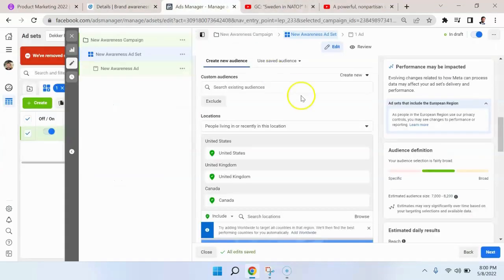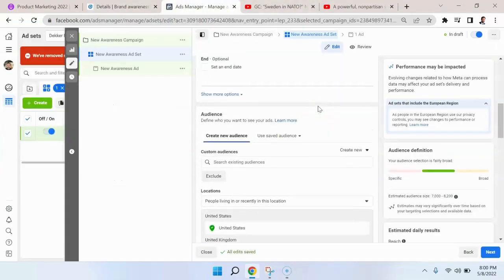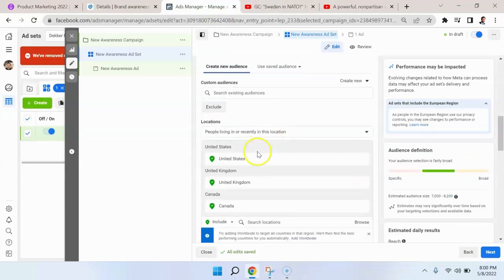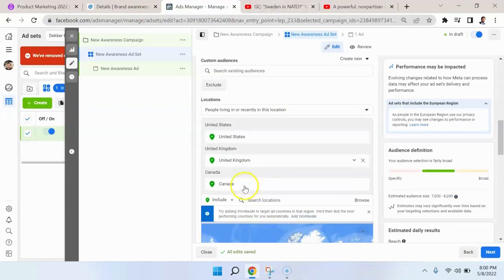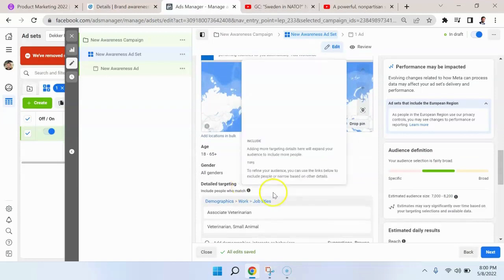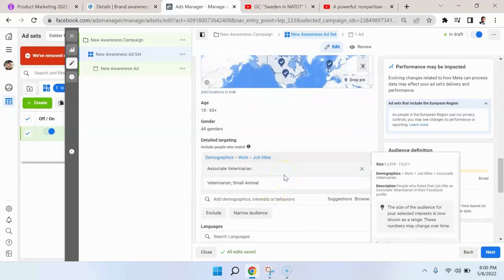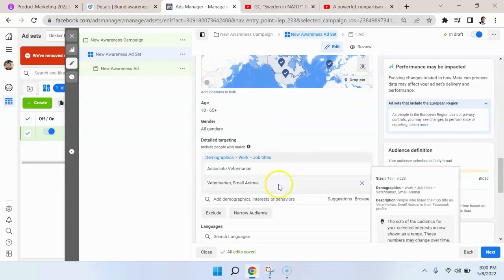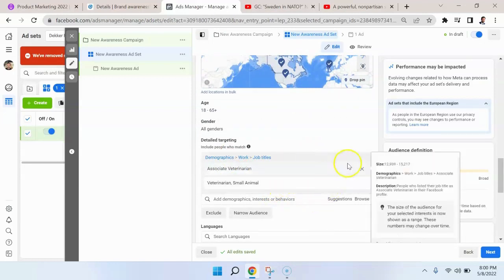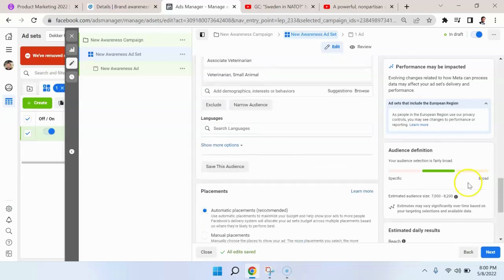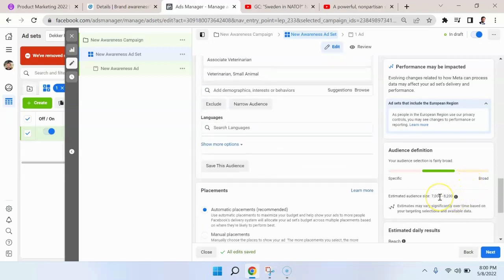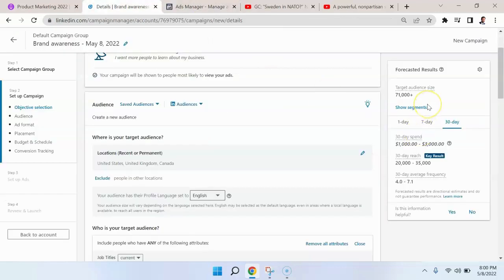Now, we can also try to do something similar with Facebook. So I just created this dummy campaign here, put in the United States, the United Kingdom, and Canada, and I put in the relevant job titles that Facebook provides, which are associate veterinarian and veterinarian small animal. So they don't just have a classification for veterinarian. But you see one of the limitations here is that the estimated audience size is only around 7,000 to 8,000. So that's about 1/10 of what we can achieve with LinkedIn.